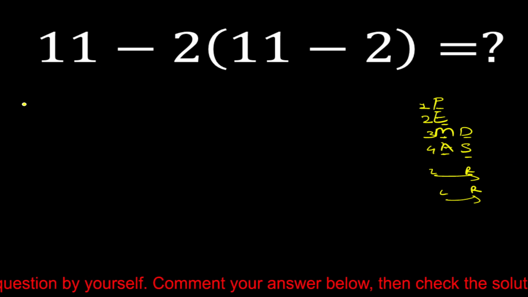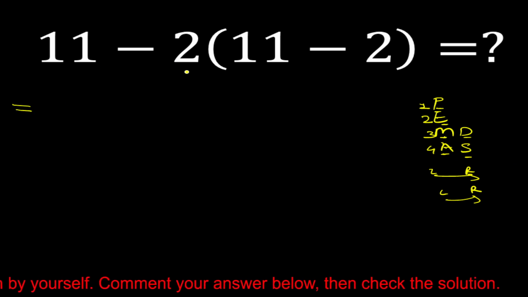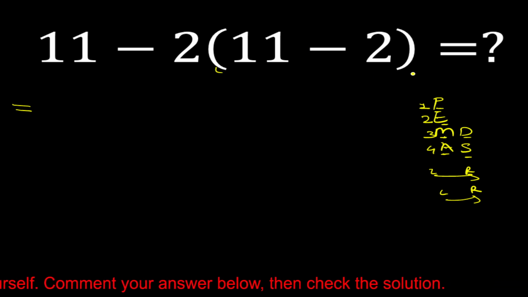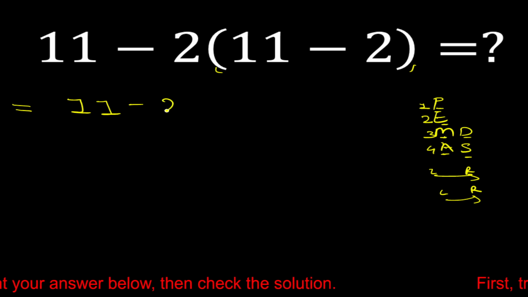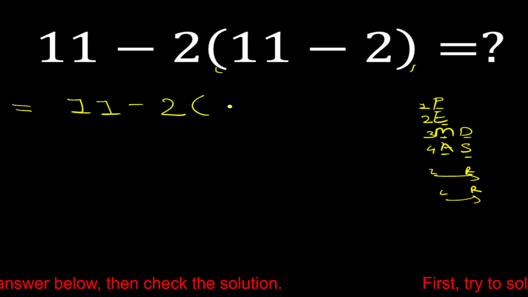Okay, so is equal to, now first we have to solve this parenthesis. Okay, so 11 minus 2. Now solve this parenthesis. 11 minus 2 is equal to 9.